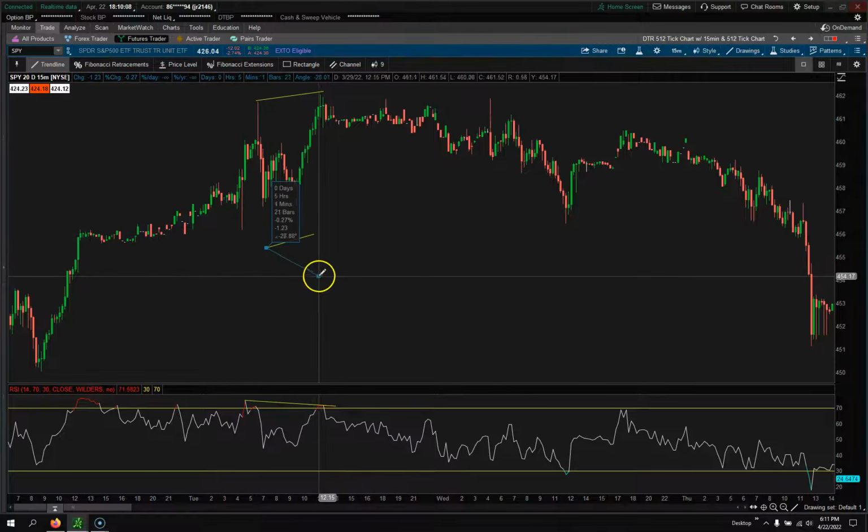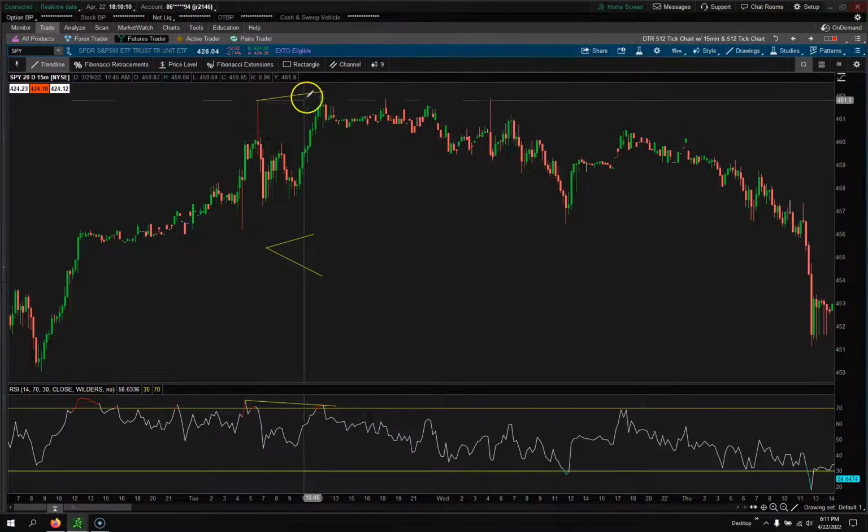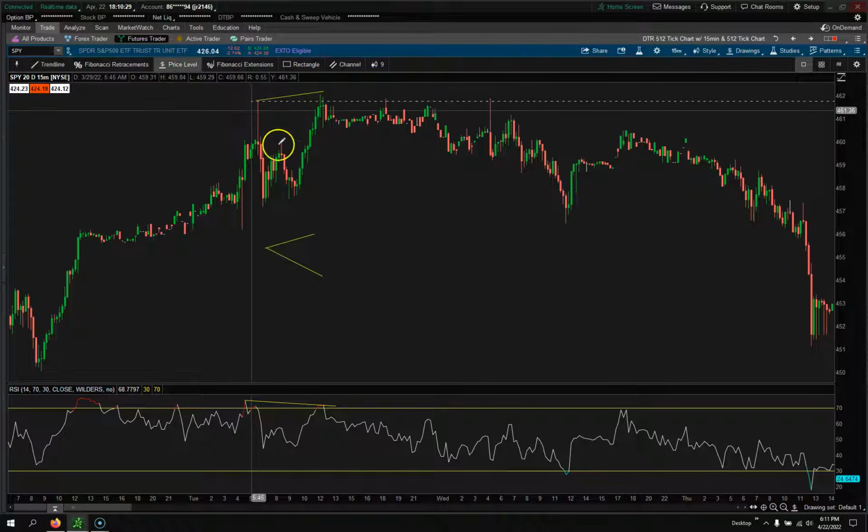We see something very similar to this, right? This goes up here, this goes down, right? So then what we could do is we could look for a pullback, right? And then what we want to do is we want to look for usually the previous spike high, okay? And we're going to just use this level right here. And that is kind of what we are going to use to look for a potential short.